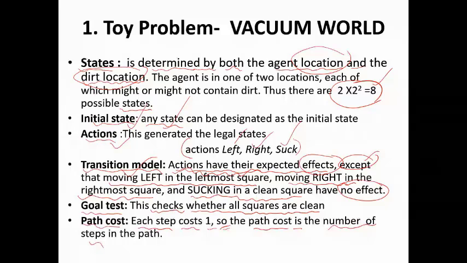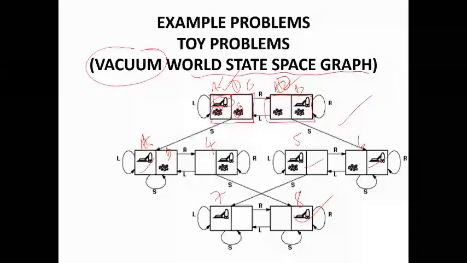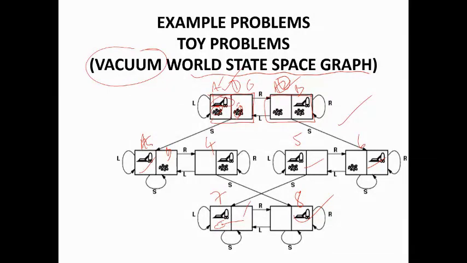Let's say the first one is moving left in the leftmost square. If it is moving from the right side to the left side, and there is no dirt inside, it is clean, then it is considered ineffective, because the agent is moving without any effect. There's no need to move from the left side to the right side where the area is clean. So this is one possibility. In the same way, there is another possibility: moving to the right side when there's nothing in that location.